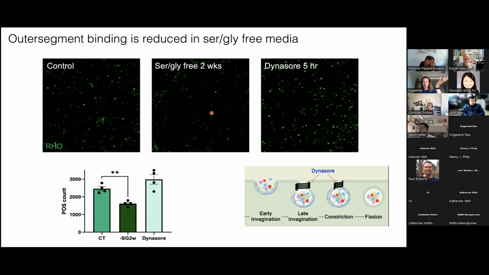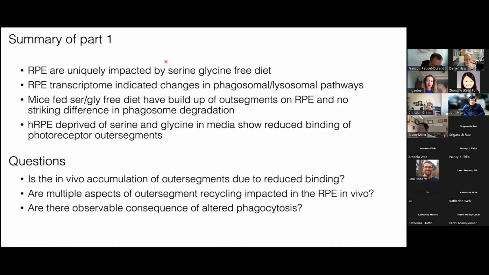So to summarize, in vivo, we saw this buildup of outer segments on top of the RPE. And then in a situation where we had them in vitro and we were able to really wash, they seemed to wash away. So we think that there is maybe a binding issue as a consequence of the serine and glycine.